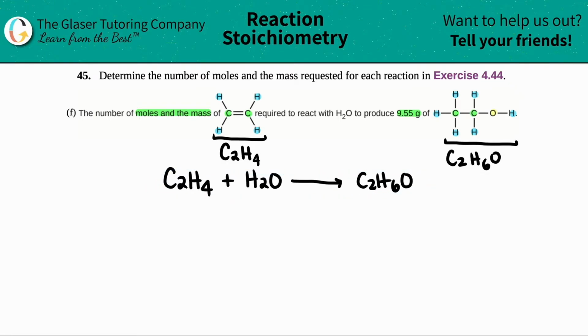Okay. The second thing I like to do is keep everything organized, and I like to write out the number that they gave me under the compound that's in my balanced equation. So 9.55 grams of this guy. I'm just going to go to my ethanol and say that I have 9.55 grams of this. But then the question's asking for moles and the mass of my ethene, C2H4. So I'm going to go under here and write a little note to myself saying, okay, I need to find the moles and I need to find the grams, which is the mass.